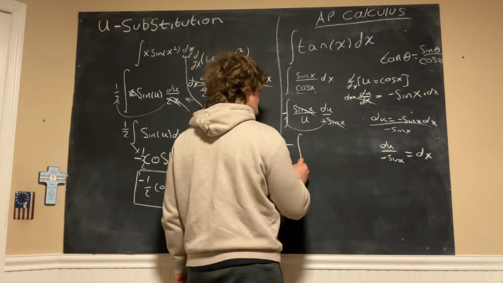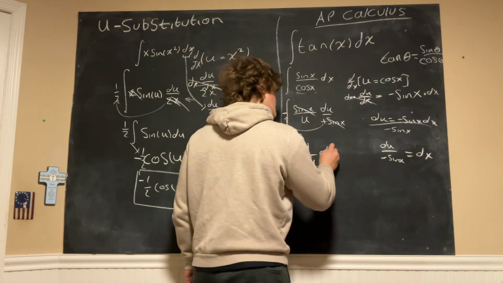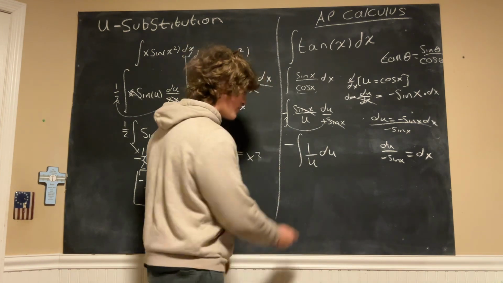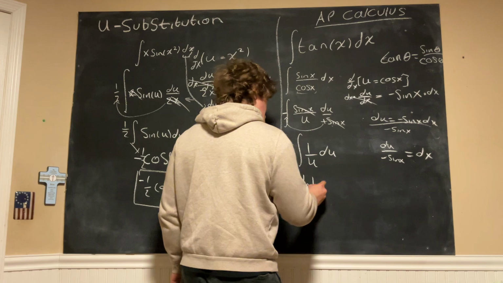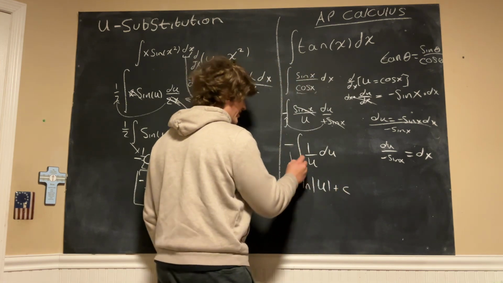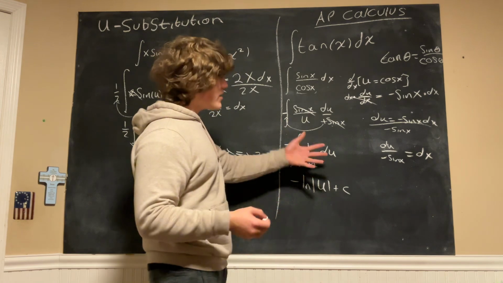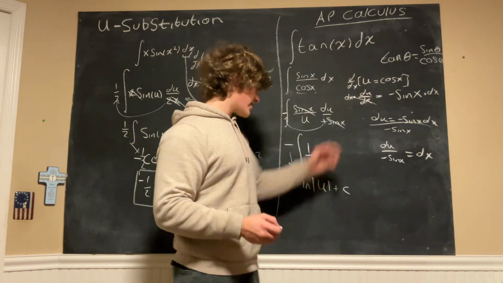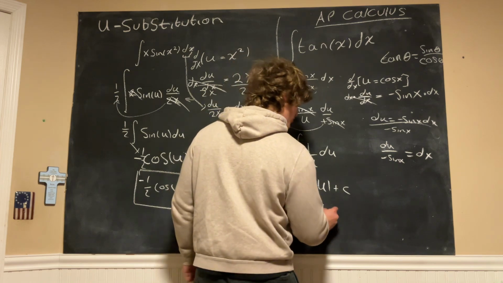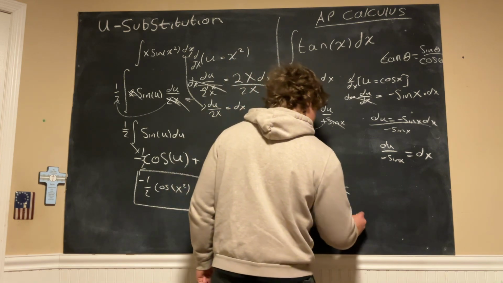And this is negative integral of 1 over u du. And the integral of 1 over a variable with respect to that variable, well, that's just the ln of the absolute value of that variable plus c. I just carried down that negative. So we remember that that variable was just cosine x. So this becomes negative ln of the absolute value of cosine x plus c.